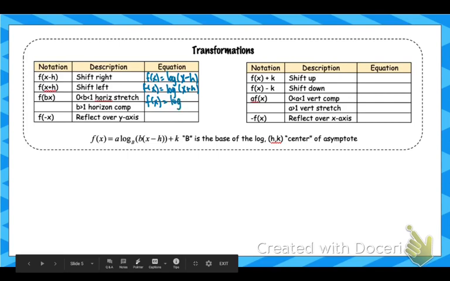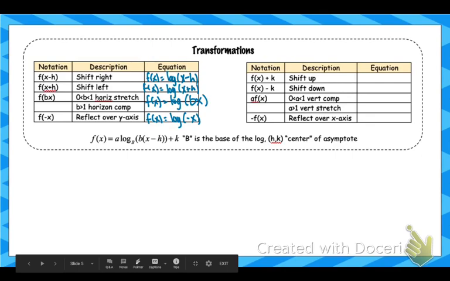A horizontal stretch or compression would be inside your parentheses. Reflect over the y would also be part of the argument. And again, a reflection over the y will look different than a reflection over x. So if this is my parent function, if I reflect it over the y, it'll look like this. If I reflect it over the x, it's going to look almost like your base between 0 and 1.